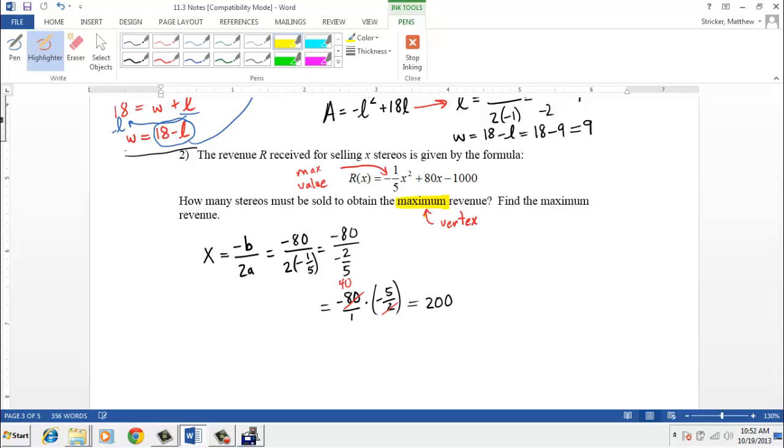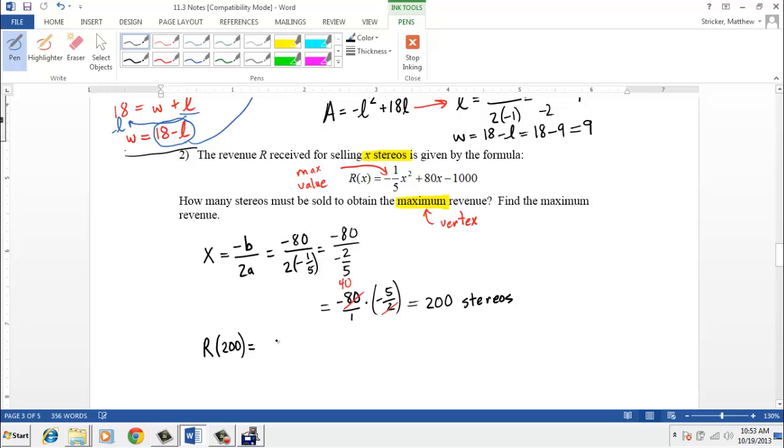And we just found X, and we know that X stands for the number of stereos sold, which means we answered the first question. How many stereos must be sold to obtain the maximum revenue? 200 stereos must be sold to maximize revenue. And what is the maximum revenue? Remember, the maximum value is always the y coordinate of the vertex. So the y value, or in this case actually the R value, because R is the y value, it's R as a function of x. So in this case we want to know what R of 200 is.